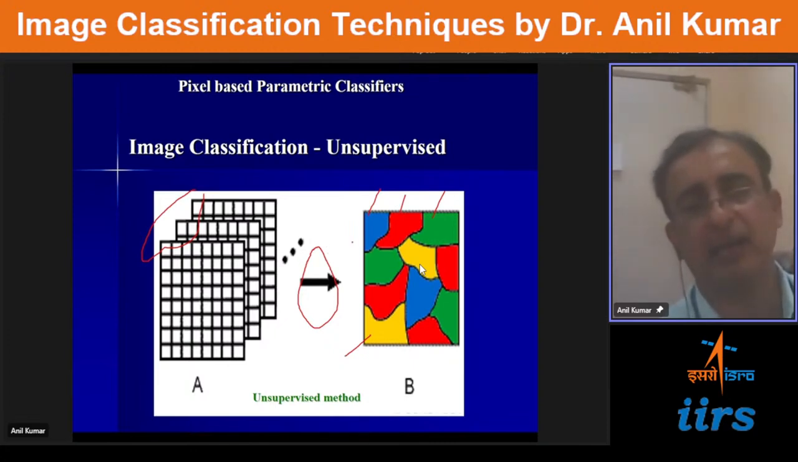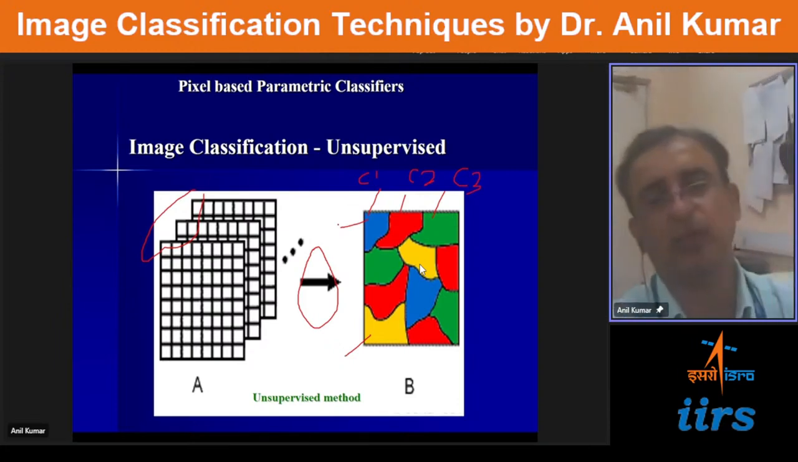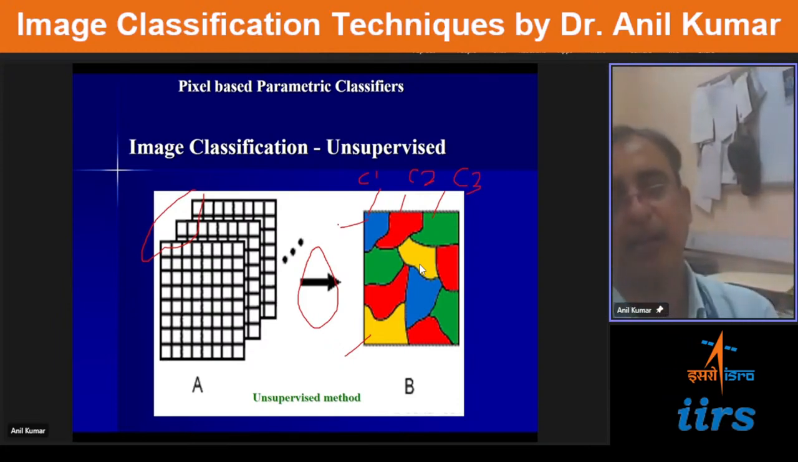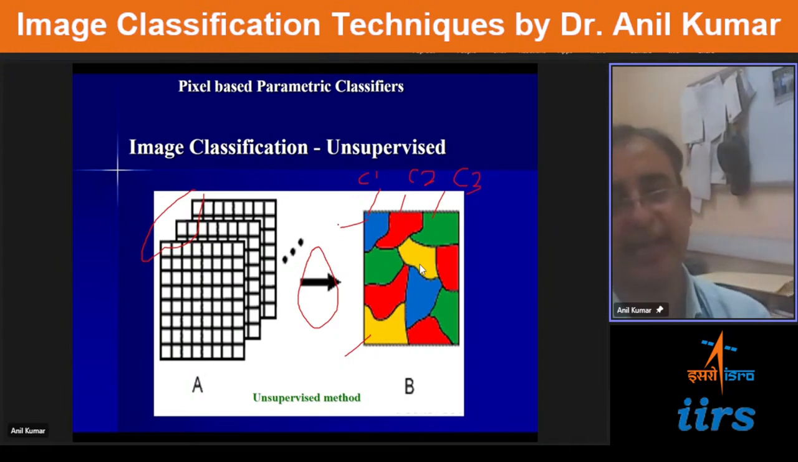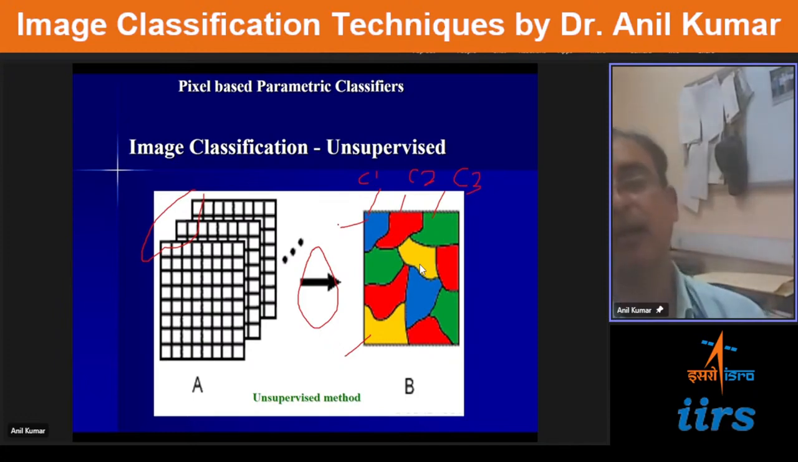What is happening here in the output, there is no name of the class. So we are just putting the label as C1, C2, C3. I do not know what the label is. Is it water or forest, which I do not know because there is no training data. So in unsupervised, we don't provide any training data, and the algorithm does iterations, and as per the iterations, it divides the pixels into different classes. I can explain to you mathematically how it works in the next slide.